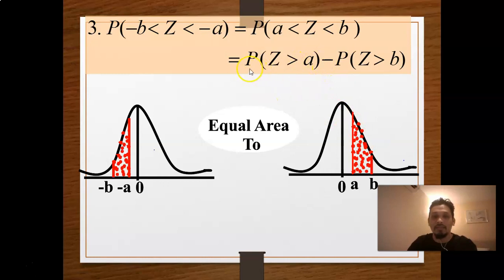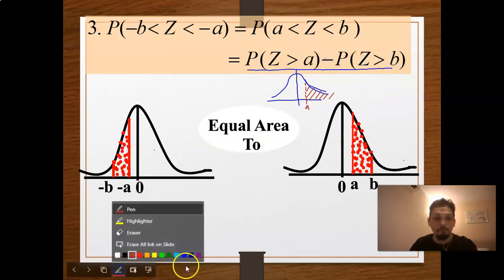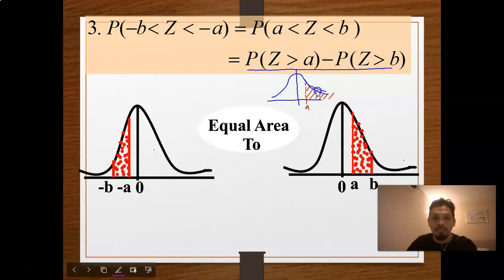Okay, in fact, just imagine this. For the first probability, Z greater than A, just imagine that this is A here, minus the probability of Z greater than B. Just imagine that there's a B here.